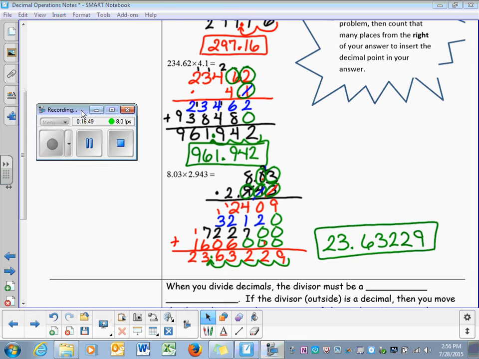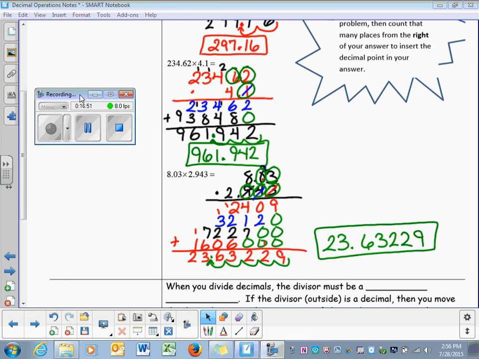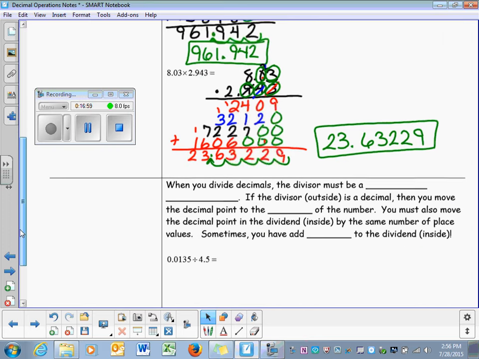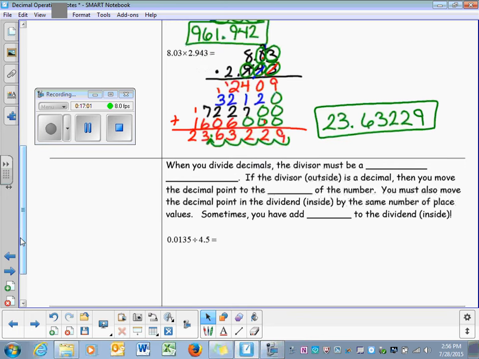You have a choice here in the notes. You can pause and do the multiplication practice, or you can finish up by doing the division of decimals. So our last section in this set of notes is how do I divide decimals?